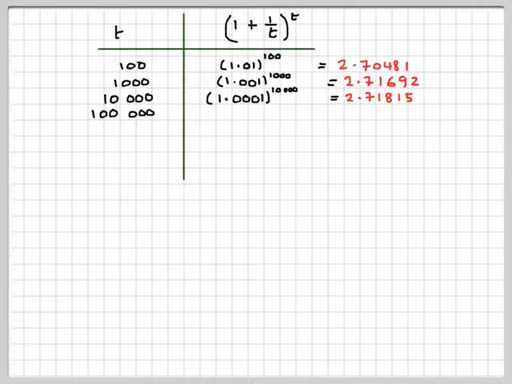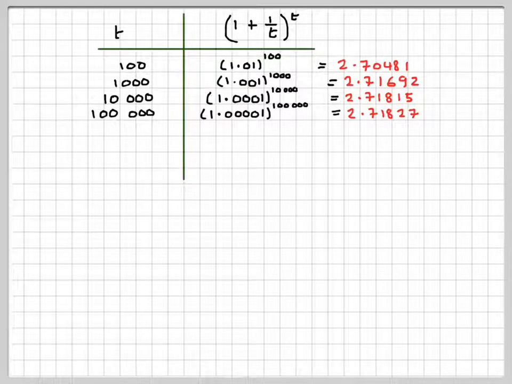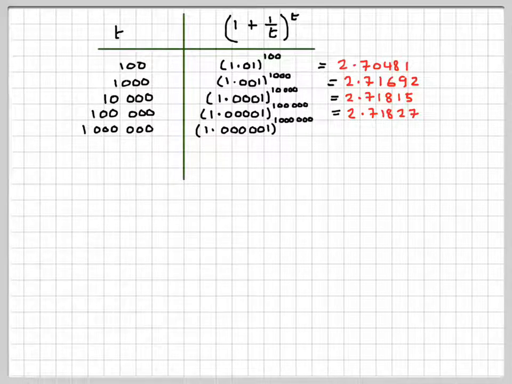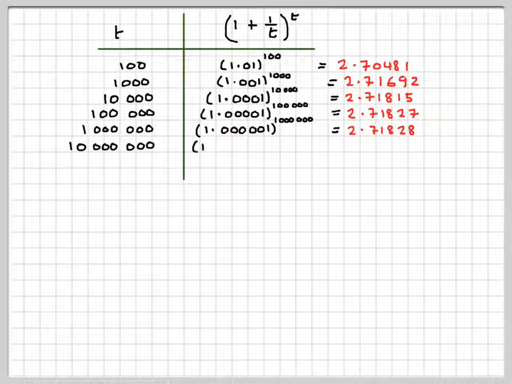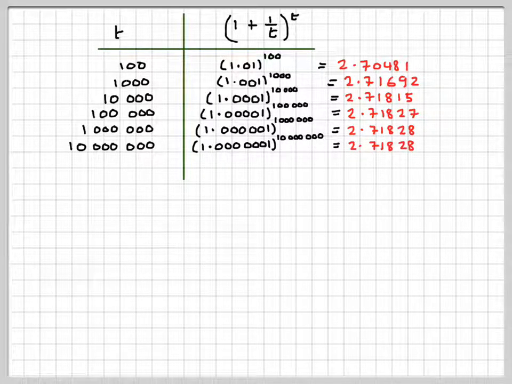2.71815. When you do 100,000, it becomes 1.00001 to the 100,000, which is equal to 2.71827. Now you might start to remember what number this is. 1 million becomes this, and then 10 million, it becomes this. We now have agreement to 5 decimal places, and we can see that this number is approaching one that we've already come across, the number e.